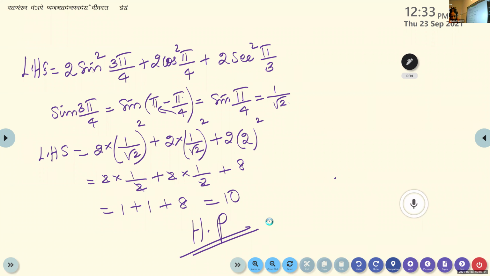Is it clear? So now 2 and 3 are homework. Again, note down: 5th one, both the subdivisions are homework.